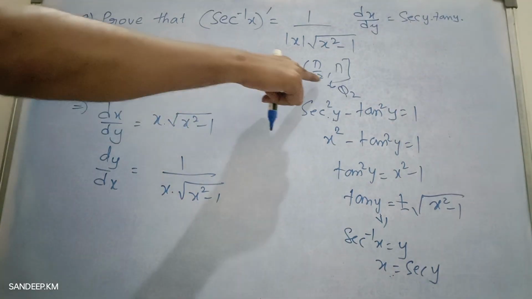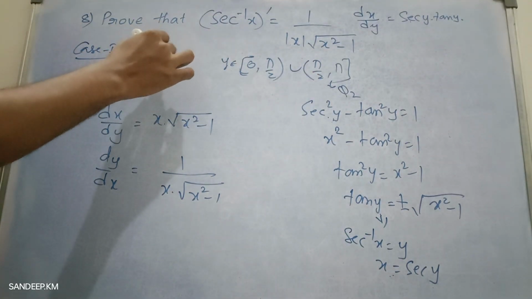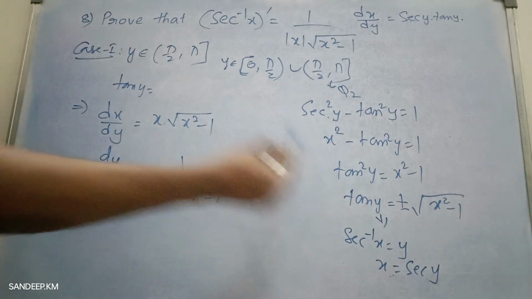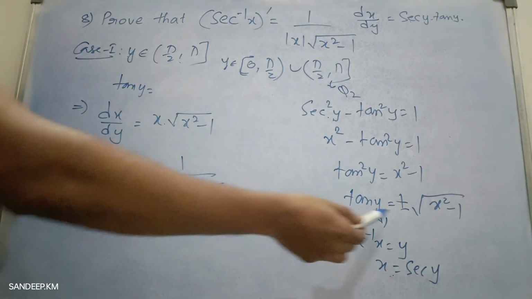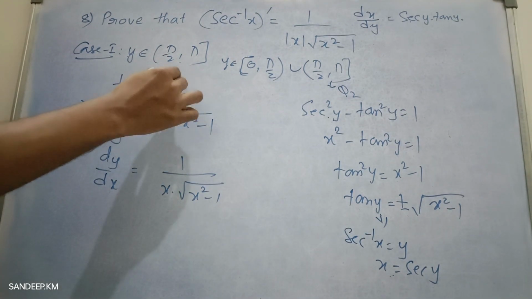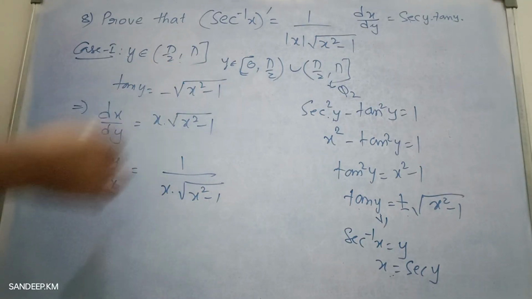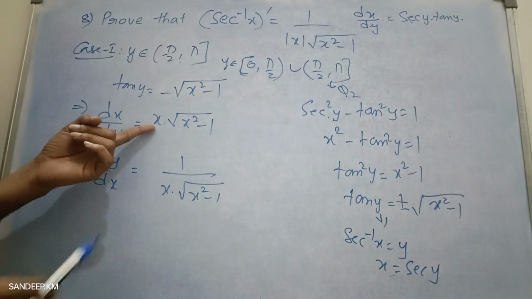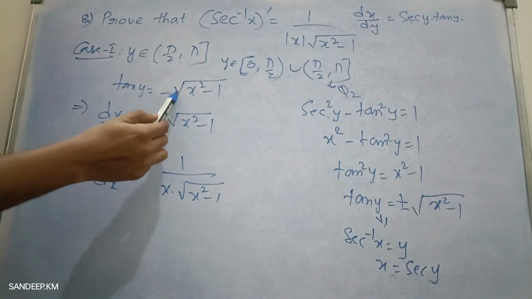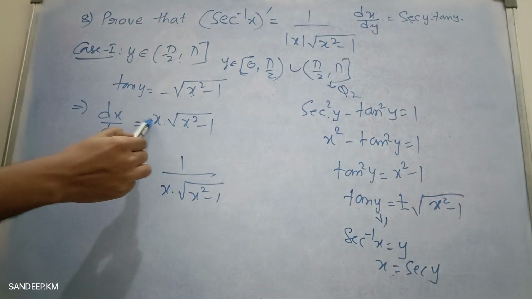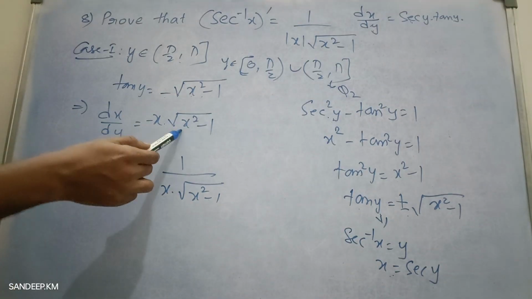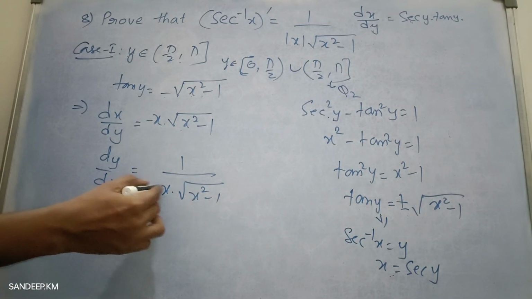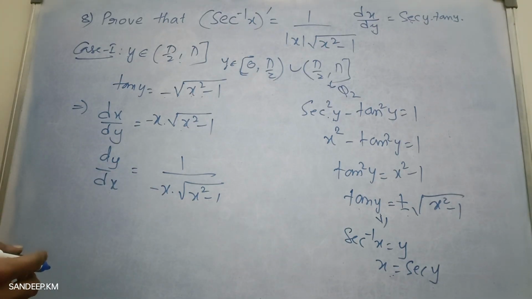Similarly in case 2, when y is in the second quadrant, between pi by 2 and pi, tan y is negative, so I should write minus root of x square minus 1. Secant y is x and tan y is minus root of x square minus 1, so I will get minus x into root of x square minus 1 for dx by dy. So dy by dx is 1 by minus x into root of x square minus 1.